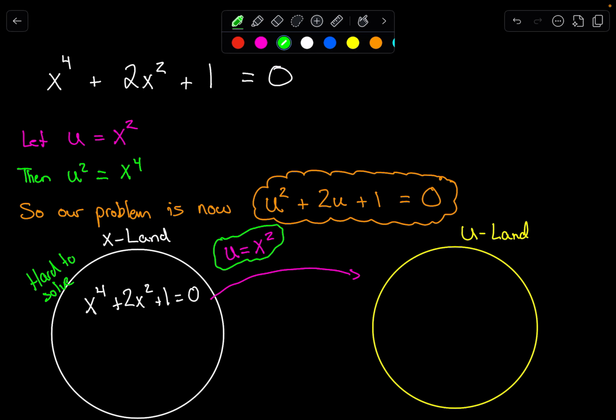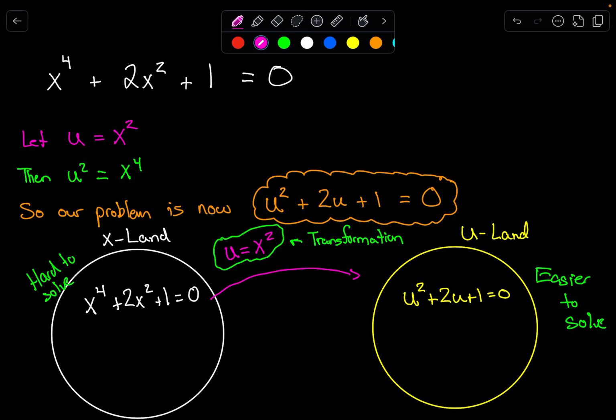And if we do this, using what we call a transformation, which should feel like an appropriate name, we're creating something that is going to transform this equation into something in u-land. And we already saw what it becomes: in u-land it becomes u squared plus 2u plus 1 is equal to 0. And now this is much easier to solve, right? It's easier to solve now that we're in u-land.